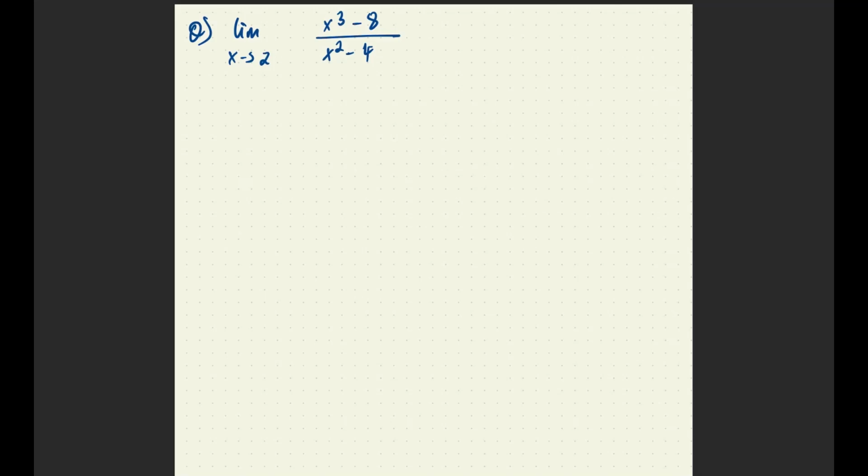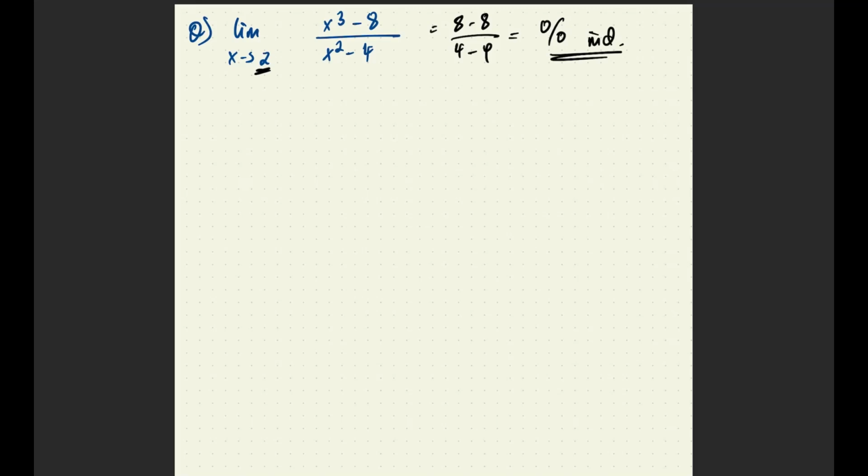So here we have the limit as x approaches 2 of (x cubed minus 8) divided by (x squared minus 4). Obviously, at first we should try and plug in the value of x. So 2 cubed is 8, so 8 minus 8, divided by 2 squared, which is 4, minus 4. That gives us 0 over 0, and we know that this is indeterminate.